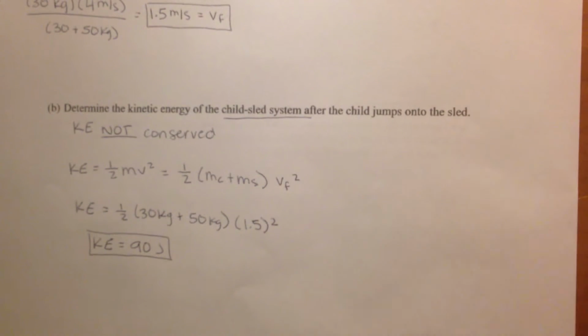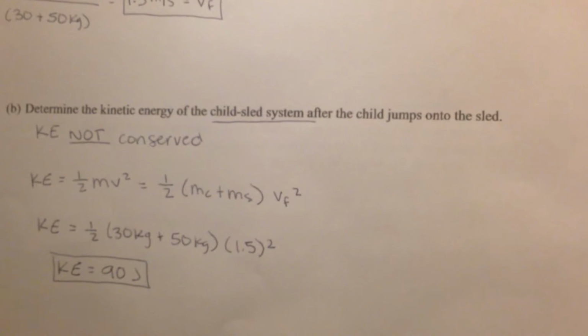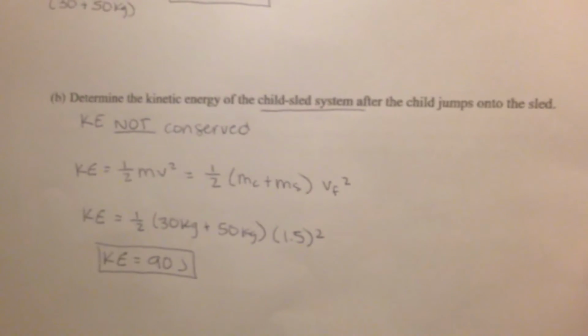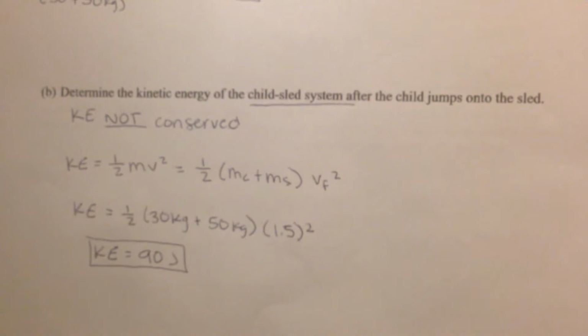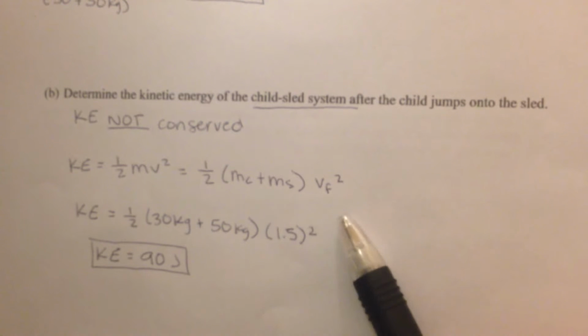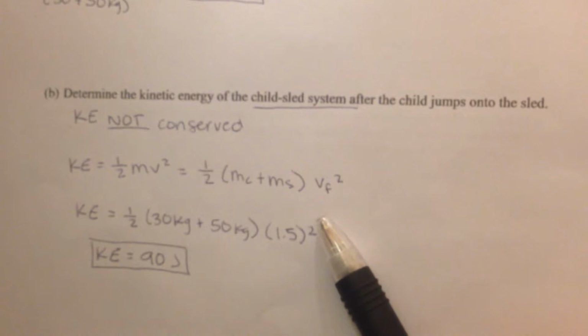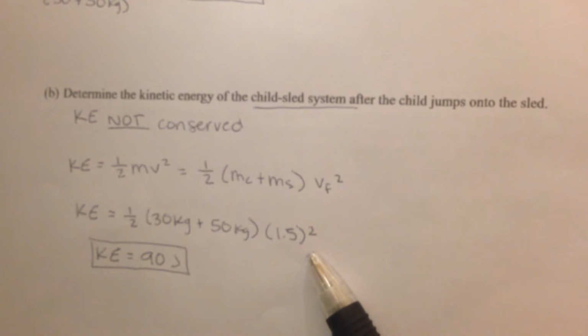Part B says, determine the kinetic energy of the child-sled system after the child jumps onto the sled. So, since I said it was perfectly inelastic, that means kinetic energy is not conserved in the system. But for this problem, all we have to do is say K equals 1/2 mv squared. And since we're looking at the entire system, we want to add the masses together. The final velocity we solved for in part A. Plug in all of our numbers, and KE equals 90 joules.